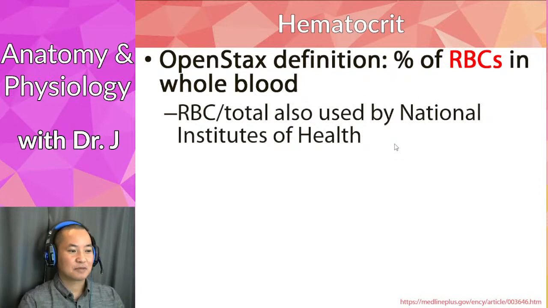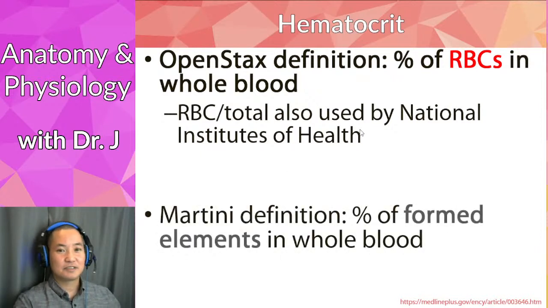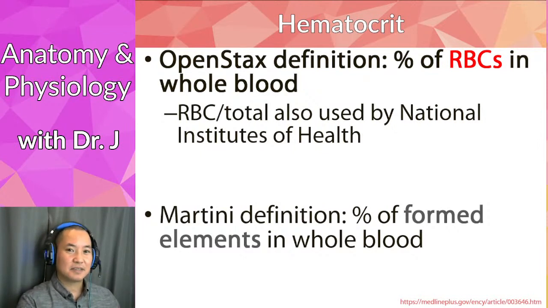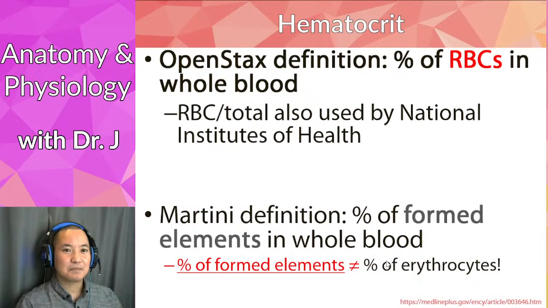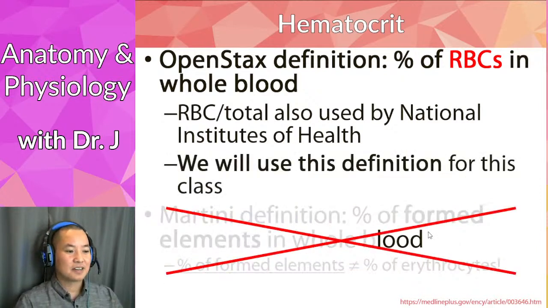Now, the red blood cells over total is also used by the CDC and WHO and pretty much almost everything but the Martini book. I'm trying to find the Martini version, because if you're using that book, it says the number of formed elements in whole blood. That is slightly different, but not too much in terms of the big picture, because again, 99.9% of your formed elements are red blood cells. It's not exactly the same, but the difference is so minuscule, and I've seen the previous definition more often. I'm trying to find where Martini got this origin, this formed element, and why they really tried to stick to that. But we are not going to use the Martini version.